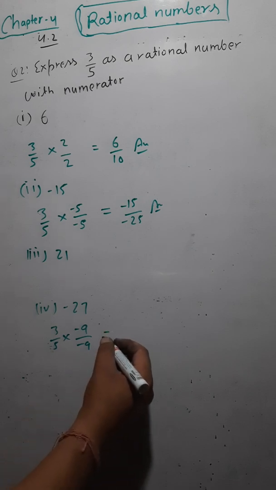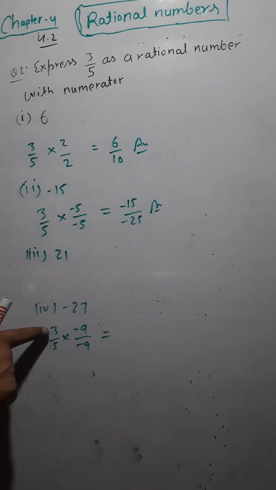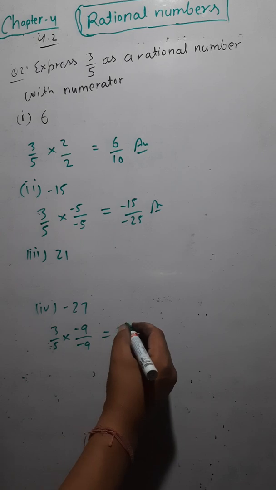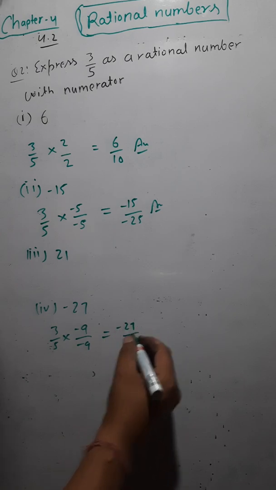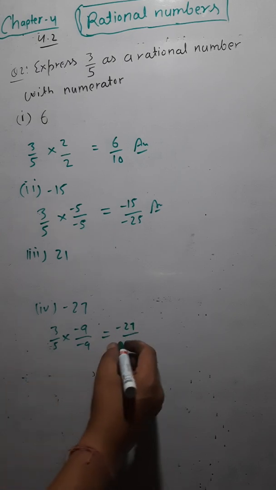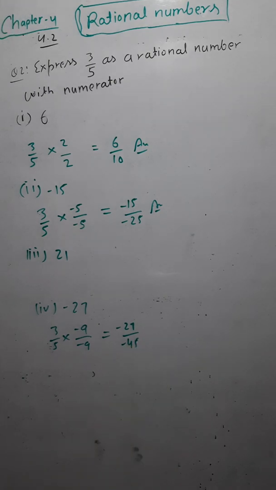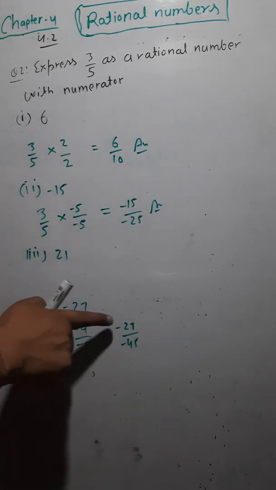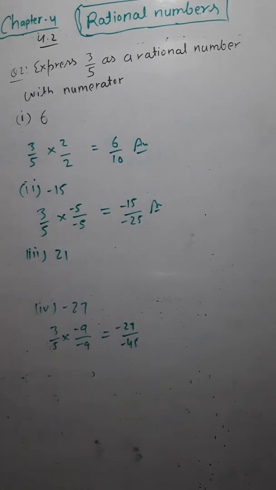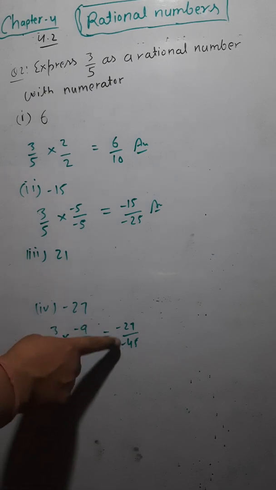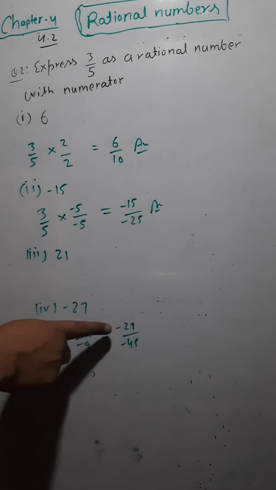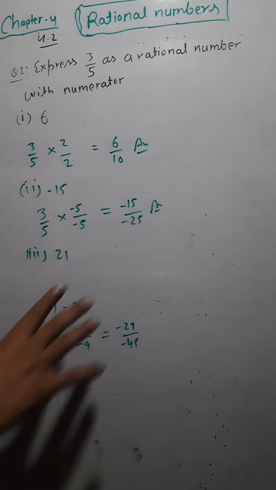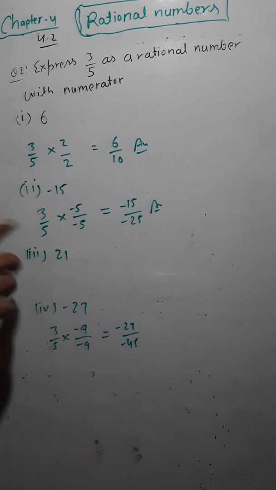So the answer that you will be getting would be 9 3s are 27, minus 27, divided by 9 5s are 45, and it will be minus 45. Are you getting this? So the answer is minus 27 by minus 45. So 3 by 5 you can write as minus 27 by minus 45. Here the numerator, if you see, is minus 27. Similarly, you do the third question also. Just try.